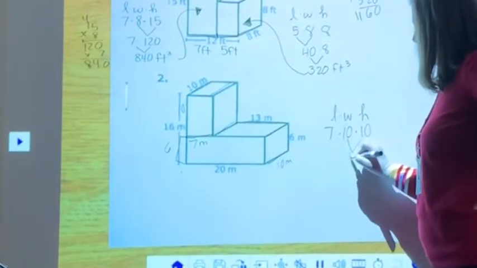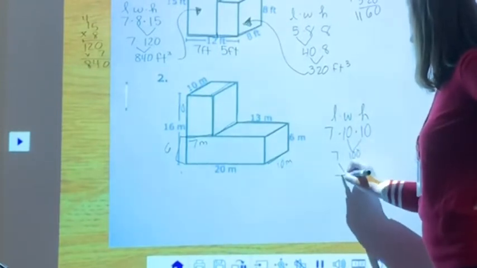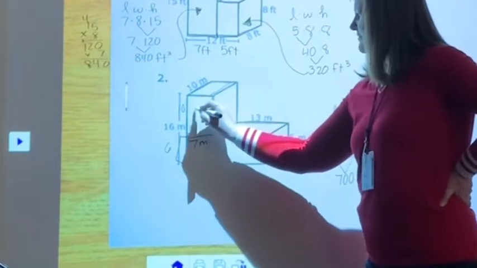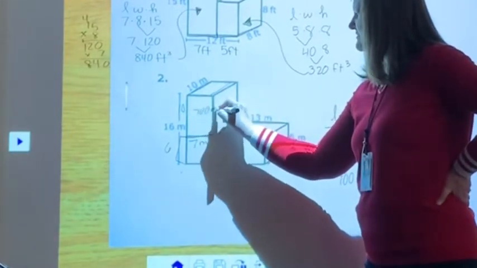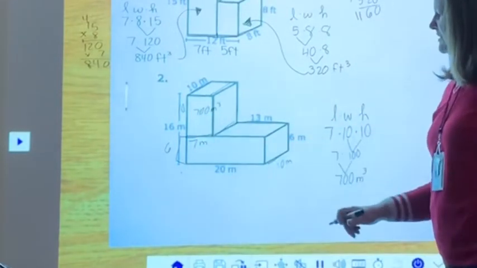And 10 times 10 is 100. And 100 times 7 is 700. This is meters cubed. We're going to go ahead and just write that in there. 700 meters cubed. Now let's take a look at the larger box.